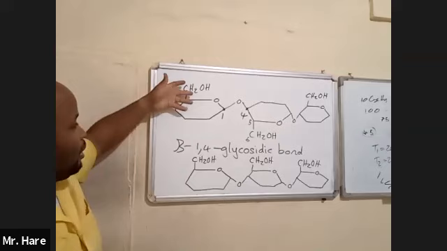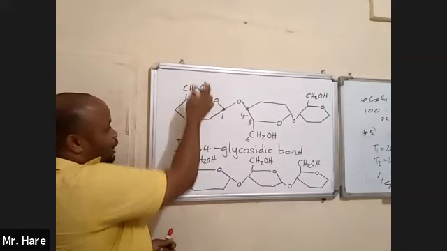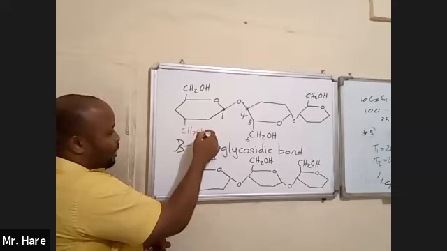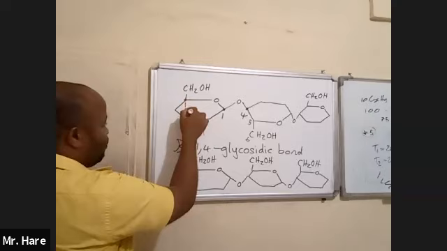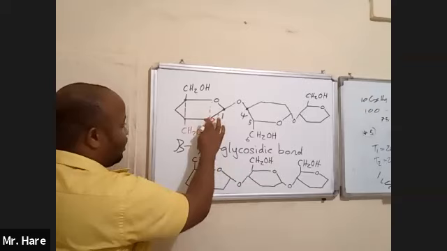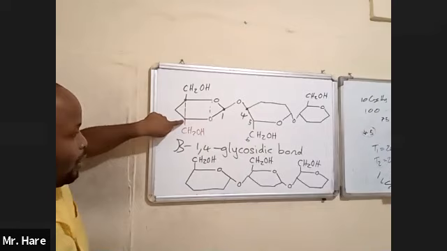So the CH2 group, just so you don't get confused, right? This CH2 group here, right below it, the same carbon directly below it. Right, so let me just point it out. This carbon directly below it, you put CH2OH. And below the oxygen, right? So in your new molecule, this is where the CH2OH must be. And this is where the oxygen must be.